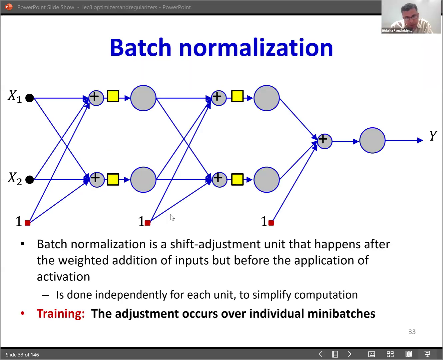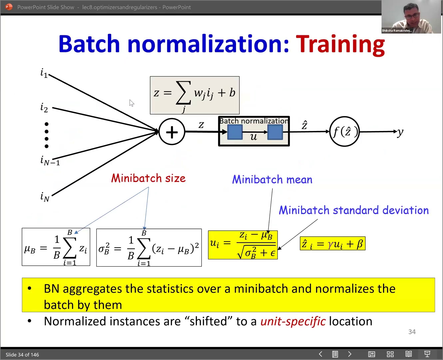So now this batch normalization is a shift adjustment which can be thought of as being performed by a unit. And typically it happens immediately after the computation of the affine function of the inputs to the neuron. So it occurs over here, just before the application of the activation. Although in principle, you could also do it after the activation, but typically this is where it's done, right? And this is performed over mini batches. It's done independently for each unit. So when I speak of batch norm, I'm speaking of what happens at a specific unit. So let's see what happens at a specific unit.